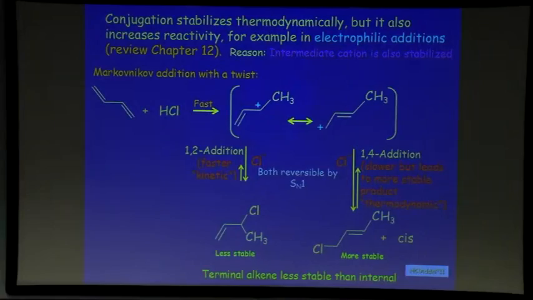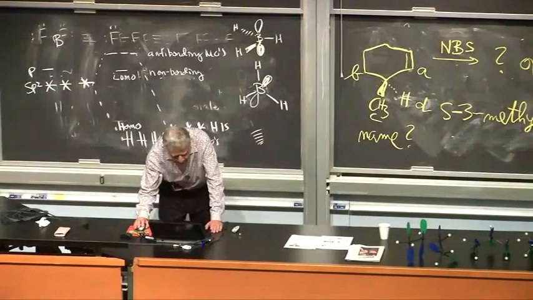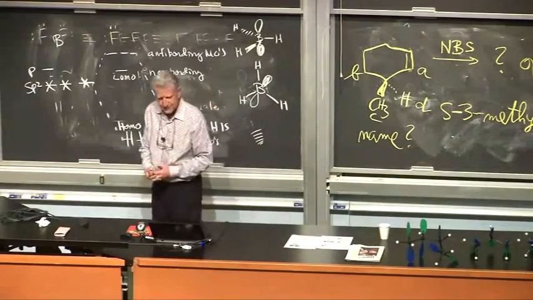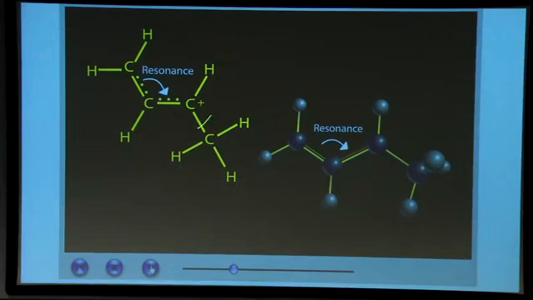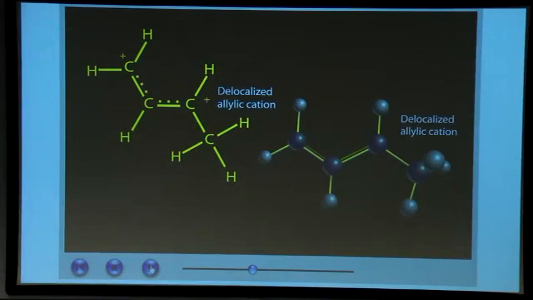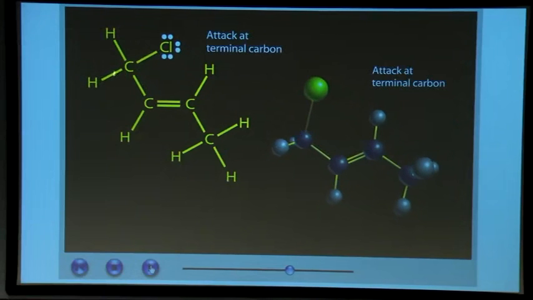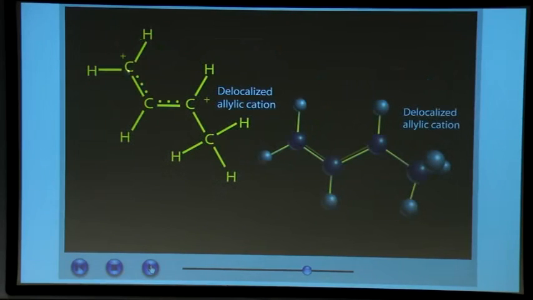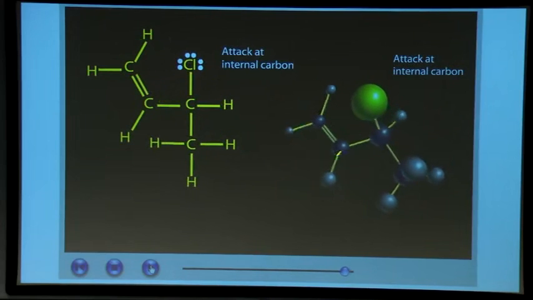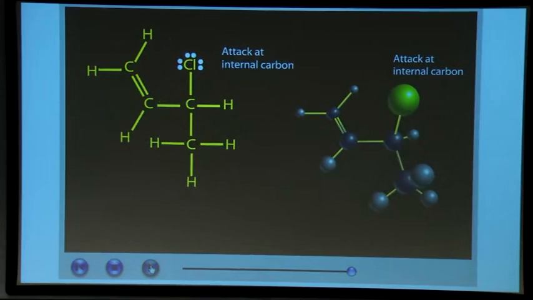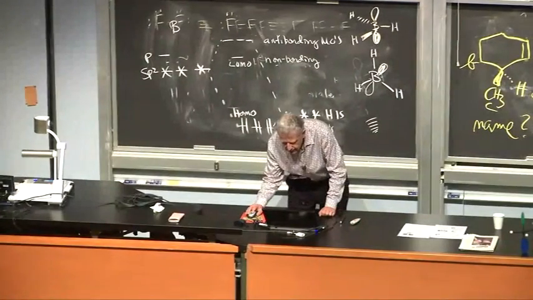Look at the movie of that. Just to give you some breathing space, there's HCl approaching butadiene. It protonates at the terminus to make the allylic cation. It's in resonance, a delocalized allylic cation. It's unsymmetrical because of this methyl. So the chloride can attack here. This is actually more slowly because this carbon is less positive than this one. Attack at this position is faster. But making the terminal double bond is actually thermodynamically less good than attacking in such a way as to make the more substituted double bond.